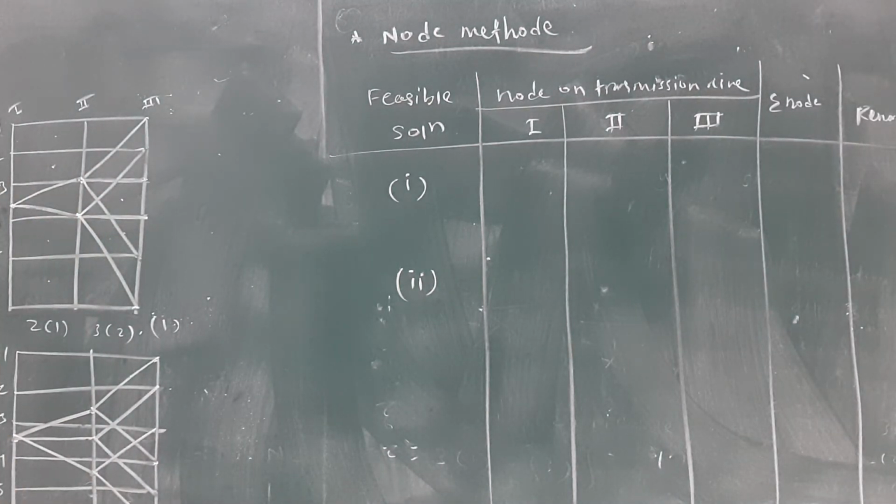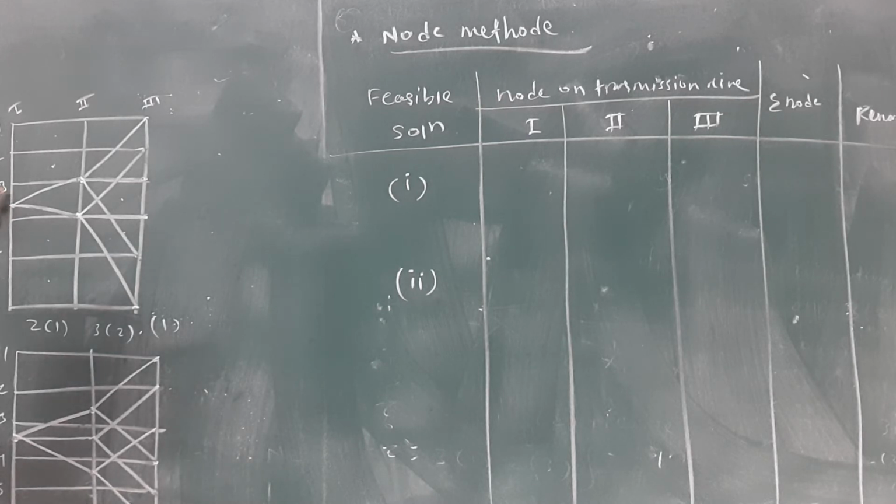Then the node on the transmission line. How to calculate the node on the transmission line? Check that first. Remember that you should take the maximum one. Okay, which is the maximum one? I will check this one.